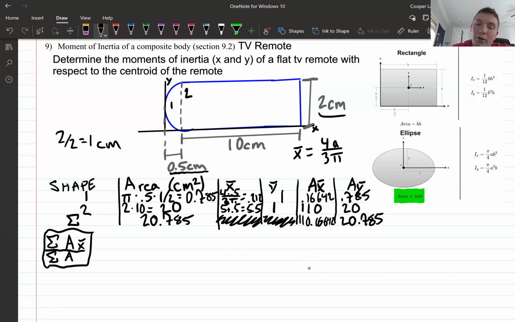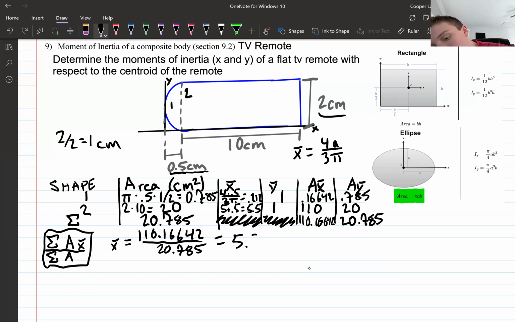So first things first, I'm just going to start off with my x bar. My x bar here is going to equal this 110.16642 divided by 20.785. And when I do that out, I'm going to end up getting 5.30.